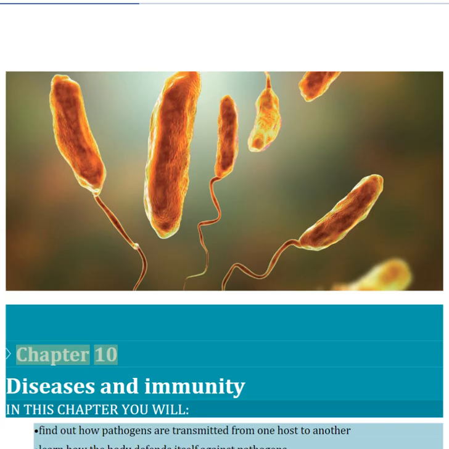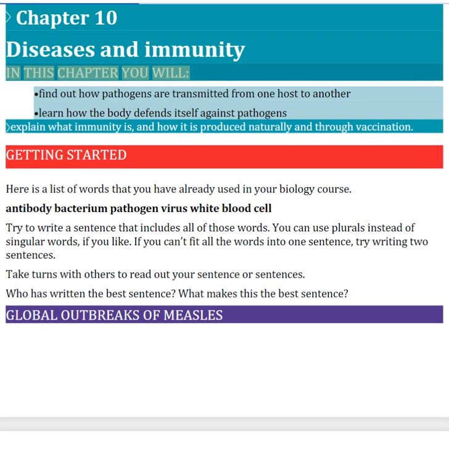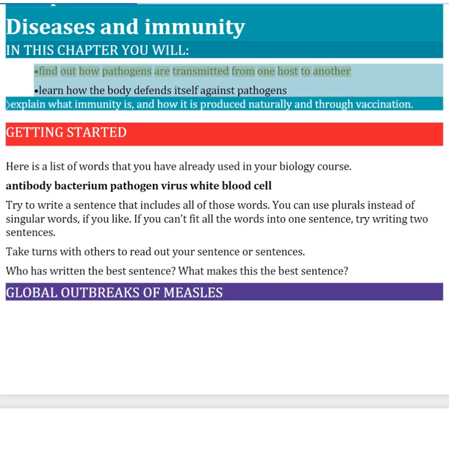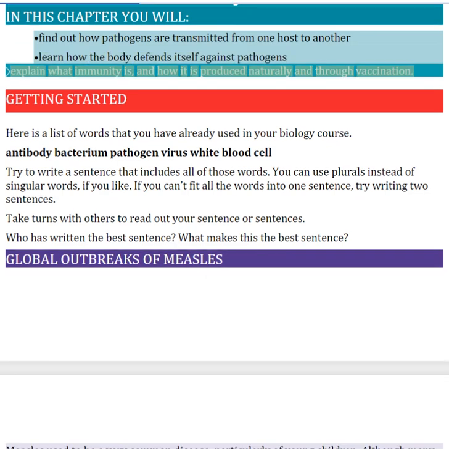Chapter 10. Diseases and Immunity. In this chapter you will find out how pathogens are transmitted from one host to another. Learn how the body defends itself against pathogens. Explain what immunity is, and how it is produced naturally and through vaccination.